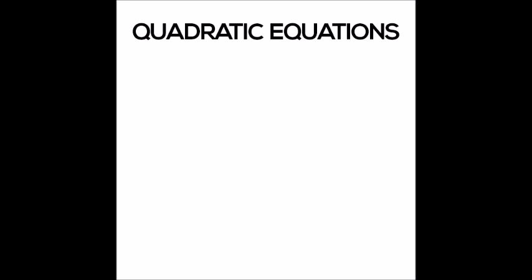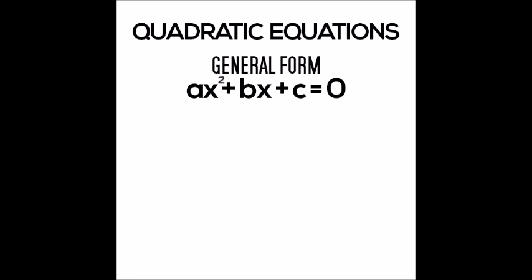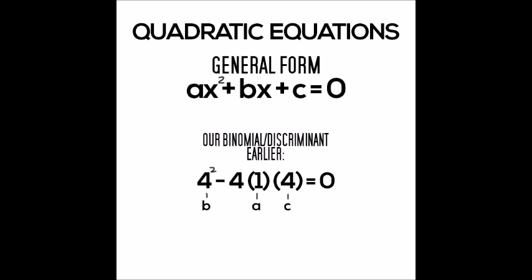Now let's get back to the basics of quadratic equations. We know that the general form of quadratic equations is ax squared plus bx plus c equals 0. Let's try to go back to the binomial we made earlier. In the binomial we came up with earlier, our value for b is 4, our value for a is 1, and our value for c is 4.